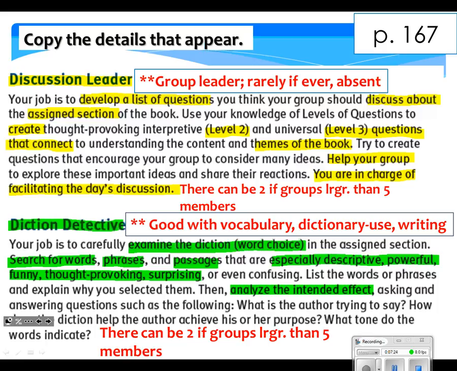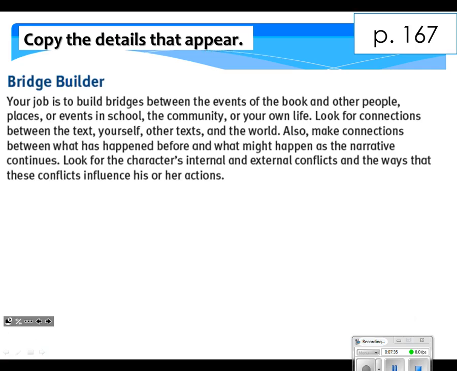Okay, there's 2 more jobs on this page that we're going to break down. Next job is the bridge builder, or the BD. So a bridge builder, what he or she does is they examine events that happen in the book and similar types of events or characters that happen in the real world.